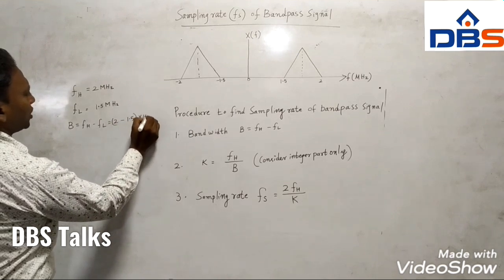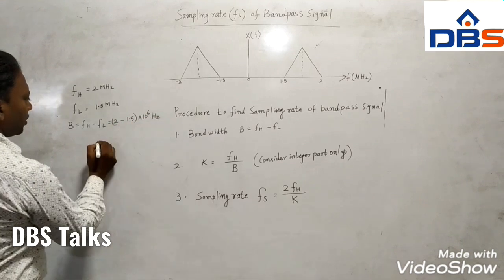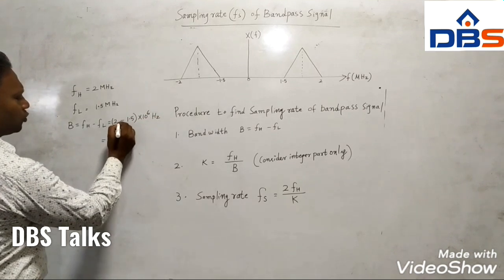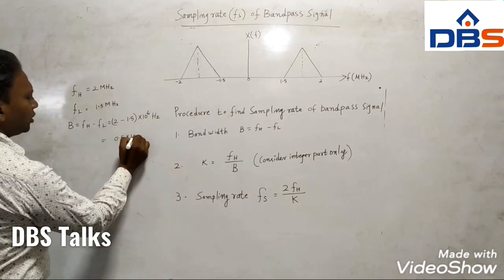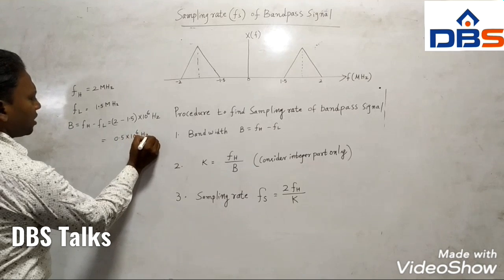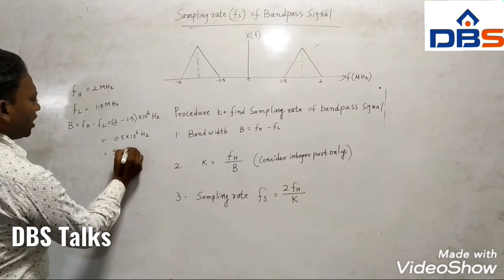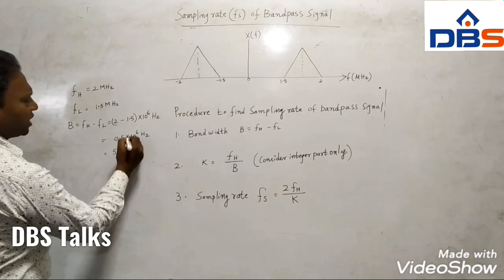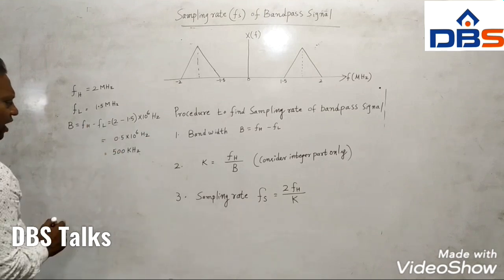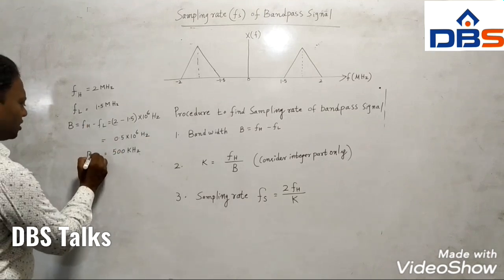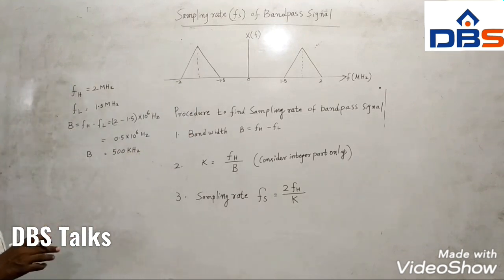So megahertz means you know that it is 10 power 6 hertz. Now, 2 minus 1.5 means 0.5 into 10 power 6 hertz. And in terms of kilohertz, we can write it as 500 kilohertz, because if you take 10 power 3 separately, you multiply and you will get 500. So therefore, the bandwidth of the band pass signal is 500 kilohertz.